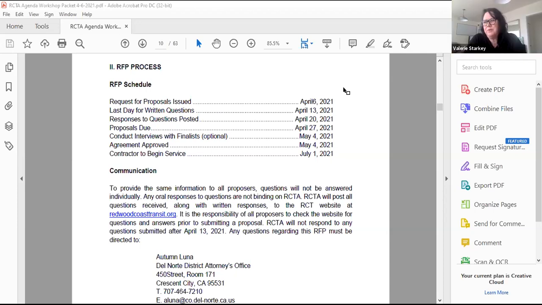So I'll motion that we authorize the release of the RCTA general manager request for proposals after minor alterations conducted by county council. I'll second. Thank you, Ms. Starkey. And I'm sorry, who was the second? Ray Altman. Ray, thank you.